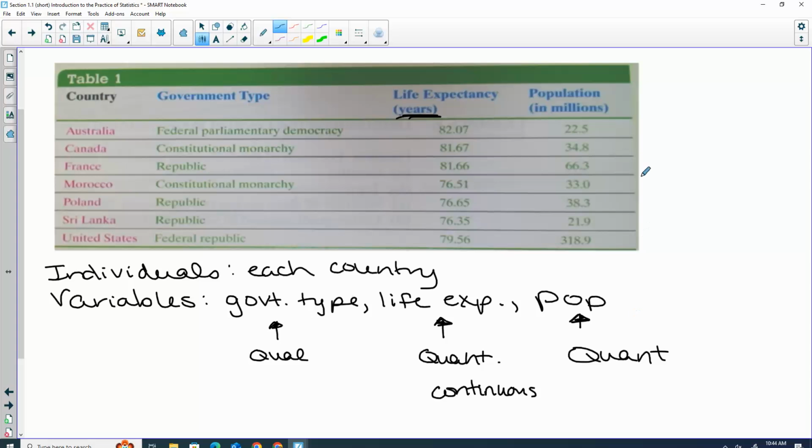What about population? It's measured in millions, but that's just the number of people. You can't have part of a person. So I think they still qualify as a whole person. I think we'll still count them as a person. So. All right, is this okay?